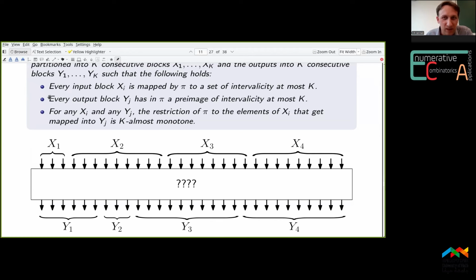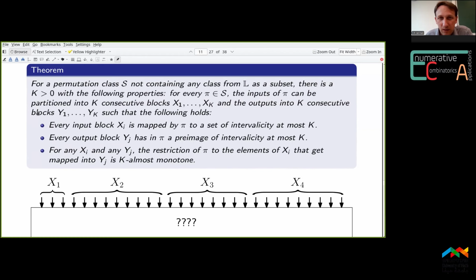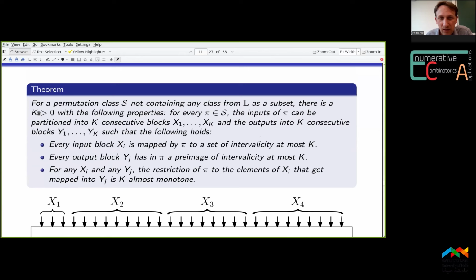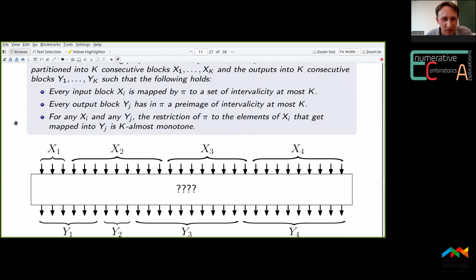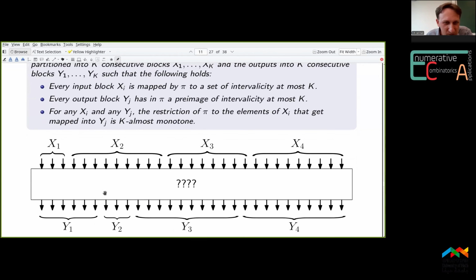Excuse me, we have lost a part of the formulation. So could you, there exists such a partition? Okay, now I see. Yes. Thank you, because it was not clear where this "there exists" was lost. Okay. Thank you.